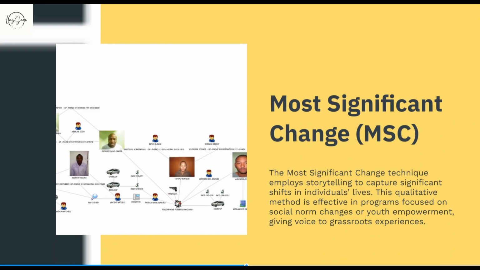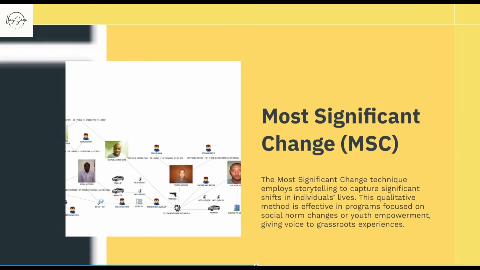Most significant change. The most significant change technique employs storytelling to capture significant shifts in individuals' lives. This qualitative method is effective in programs focused on social norm changes or youth empowerment, giving voice to grassroots experiences.